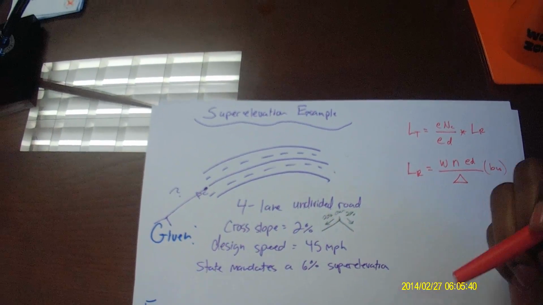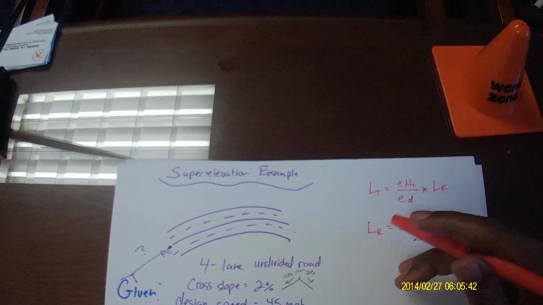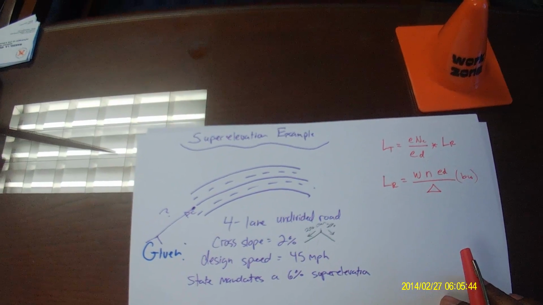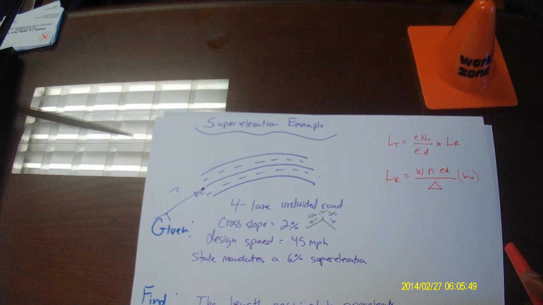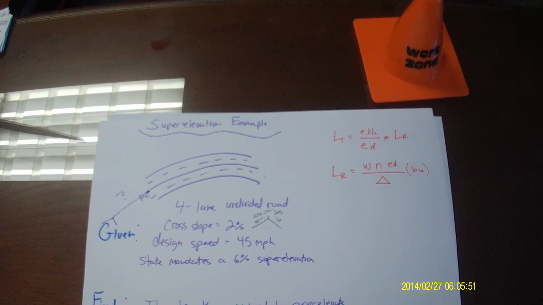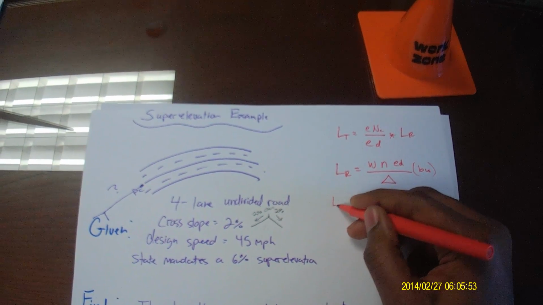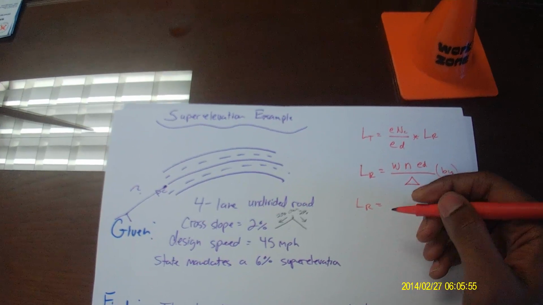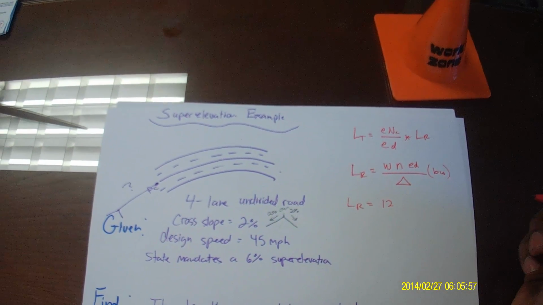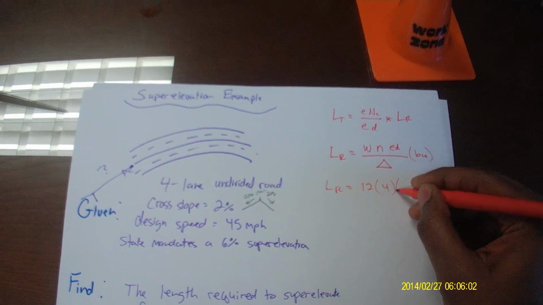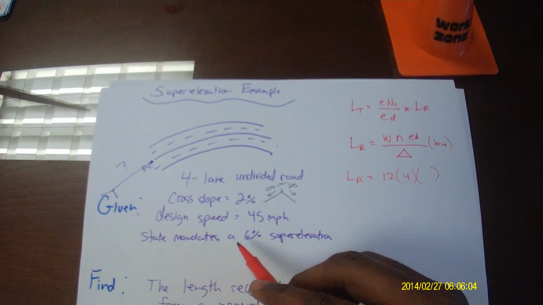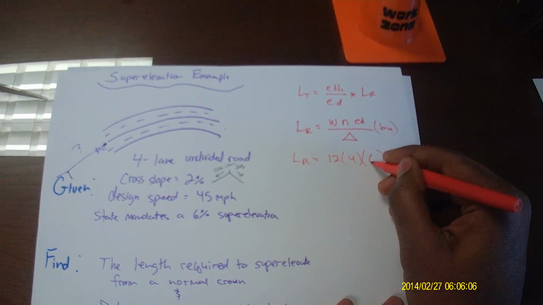Okay, so how do we go about solving for this? Well, the first thing we have to do is figure out what our L sub R is. So I'll just continue on here. My L sub R is equal to, well, I know it's 12-foot lanes, and I know I have 4 of them, and I also know that the superelevation that the state mandated was 6.